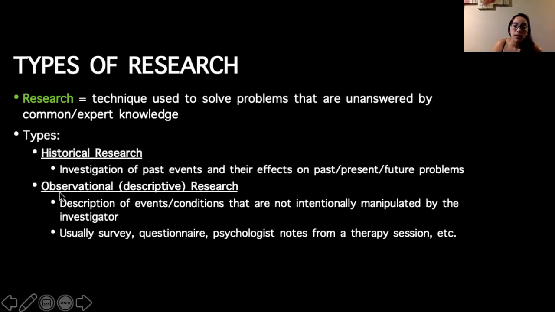We also have observational or descriptive research, which is where you as the investigator go out into some environment, whether it's controlled or not, and you describe what the conditions are, you describe what is happening within that environment. Generally, conditions are not intentionally manipulated, but if you wanted to know maybe how a child interacts in certain conditions, that could be observational research.